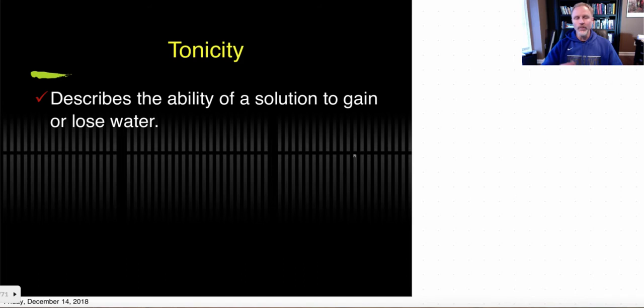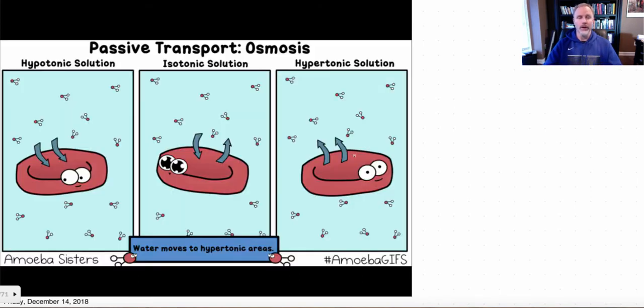And when we were talking about this, we said one of the things that governs how the water is going to move is this notion of tonicity. And this is the ability of a solution to gain or lose water. So if we're looking at something here, if you take and you put a cell into a hypotonic solution, okay, what's going to happen is water is going to rush into the cell, and the cell's going to swell up.